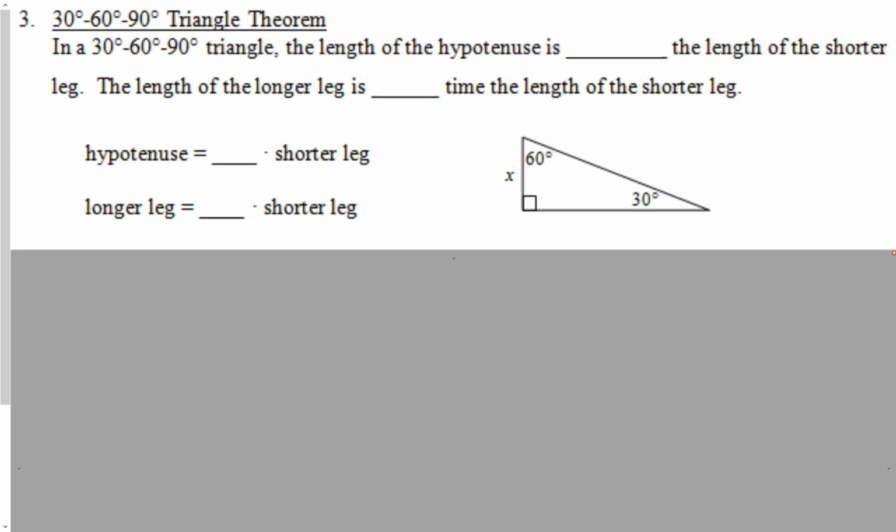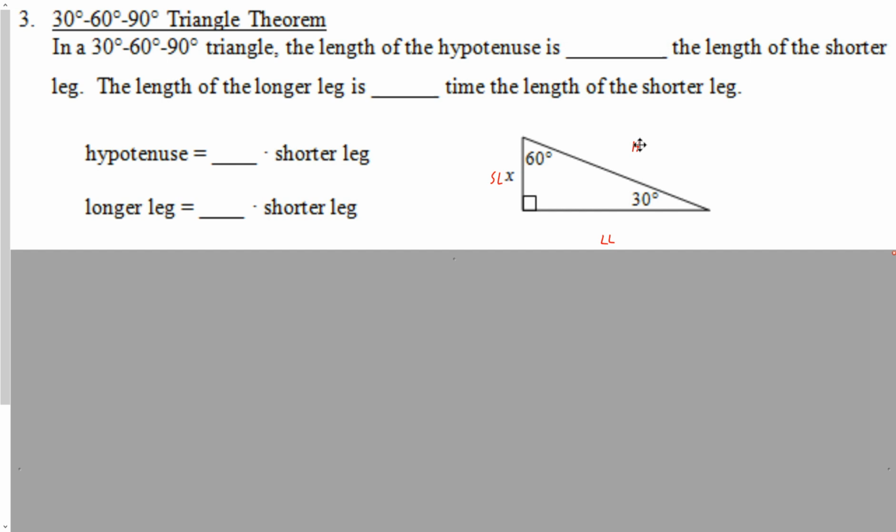The second type of special right triangle is a 30, 60, 90 triangle. Within a 30, 60, 90 triangle, there's three different side lengths because none of the angles are congruent to each other. So what we do here is we give these specific names. So we have these three labels that we can use for a 30, 60, 90 triangle. SL stands for shorter leg, LL stands for longer leg, and H stands for hypotenuse.